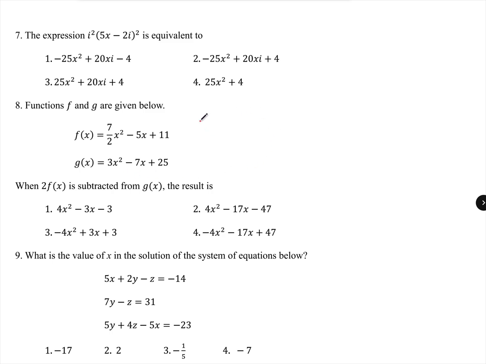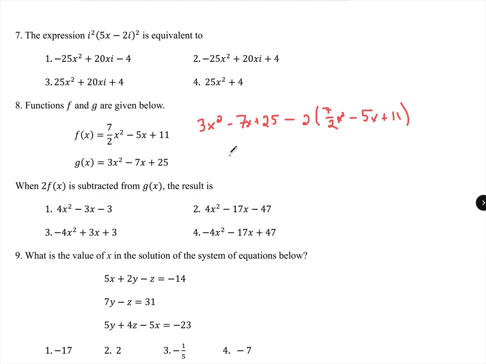So if I rewrite it out, I'm just going to say 3x squared minus 7x plus 25. And then what am I subtracting? 2 times (7 over 2 x squared minus 5x plus 11). That's your hint.